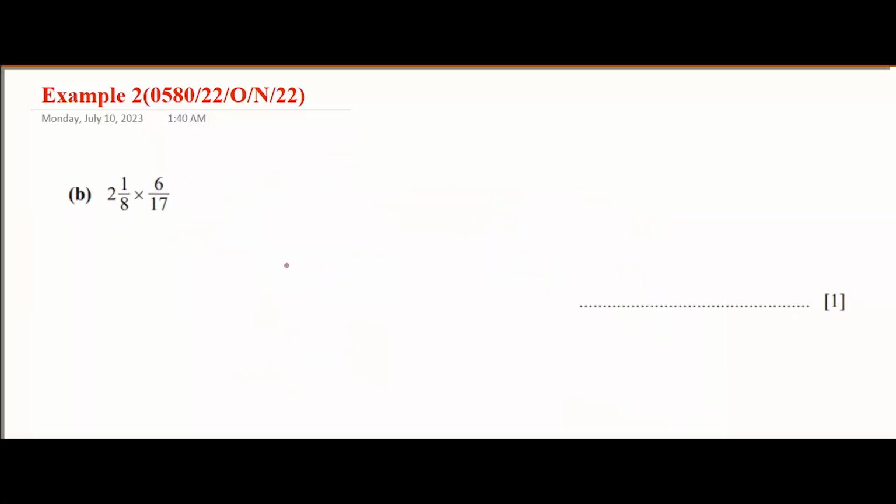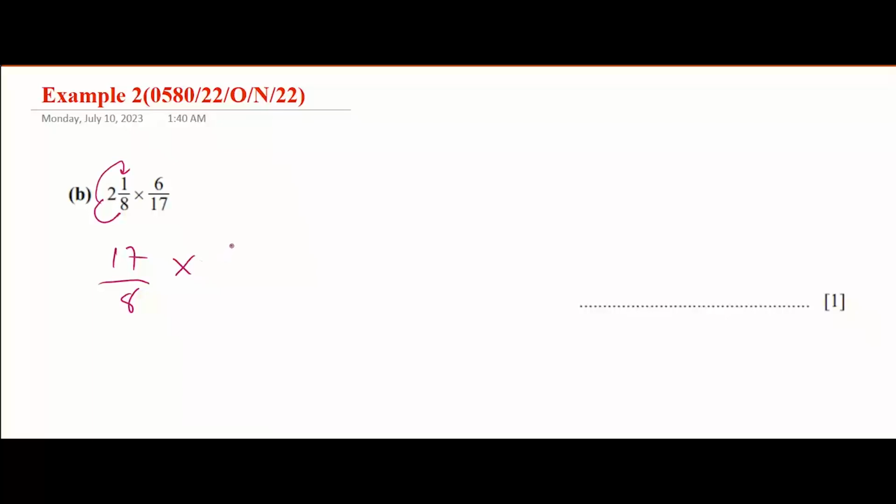That's the second one. In this question, we are to evaluate this. The first thing we need to do is to write this mixed number as an improper fraction. That will be 8 multiplied by 2, that will be 16. 16 add 1, that will be 17. So this is the same thing as 17 out of 8 multiplied by 6 out of 17.